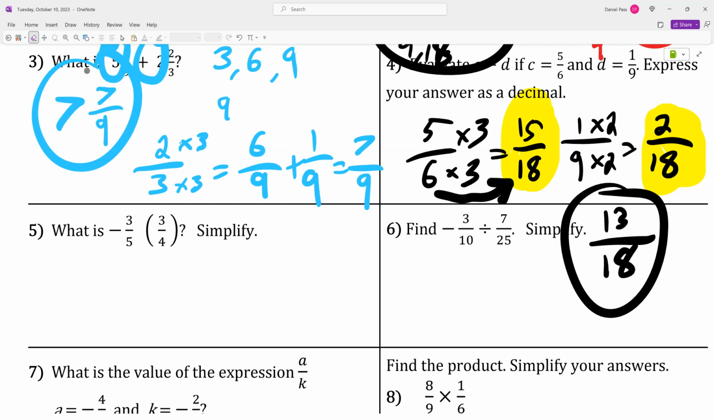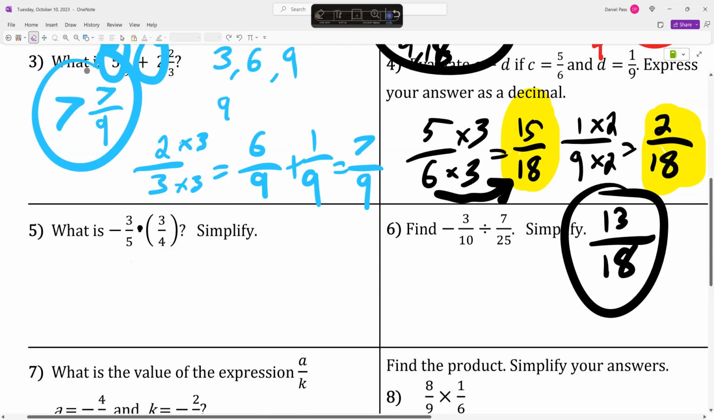So for 5, you already know it's going to be multiplication. That's tough, you guys, because there isn't a little dot there. But if they're right next to each other and they don't have a plus or minus, it's multiplied. So it's a little tricky. Okay, so how do we multiply it?